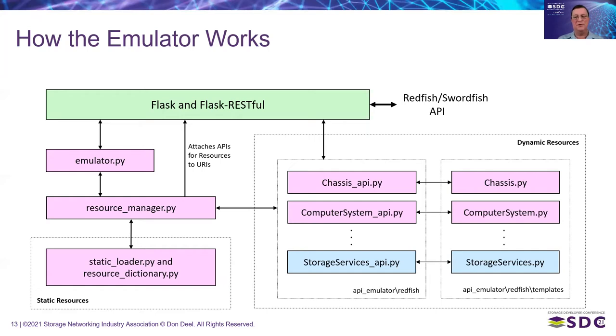New dynamic resource instances can be created within the emulator using the template file shown on the right-hand side of the slide. When new dynamic resources are created, their URIs are also registered with Flask and Flask RESTful. If you'd like a little more detail about this, download these presentation slides and you'll find a few extra slides at the end that will talk about some of the details behind how the emulator works and how you use it.